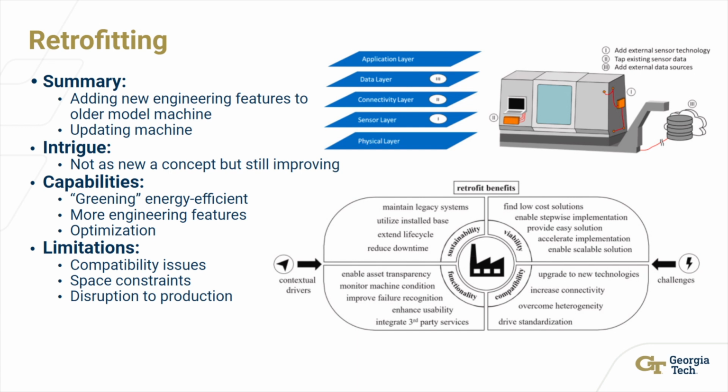However, retrofitting can't always be done due to potential compatibility issues between parts and machines, as well as space constraints they could have. It could be these additions don't achieve the same level of performance as a completely new machine as well, and installing these new parts and features also takes time and could significantly disrupt production.